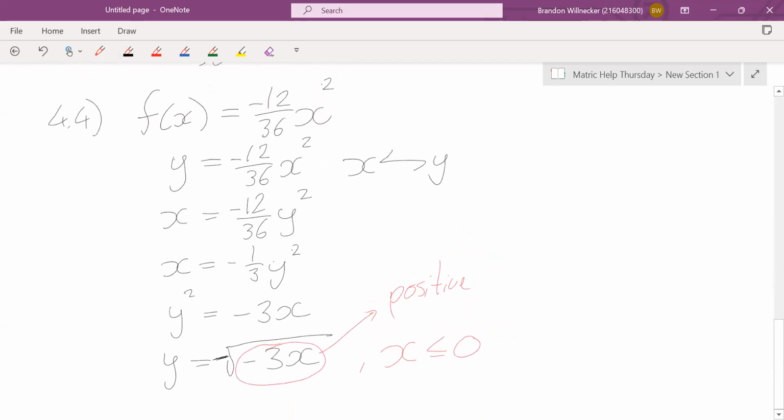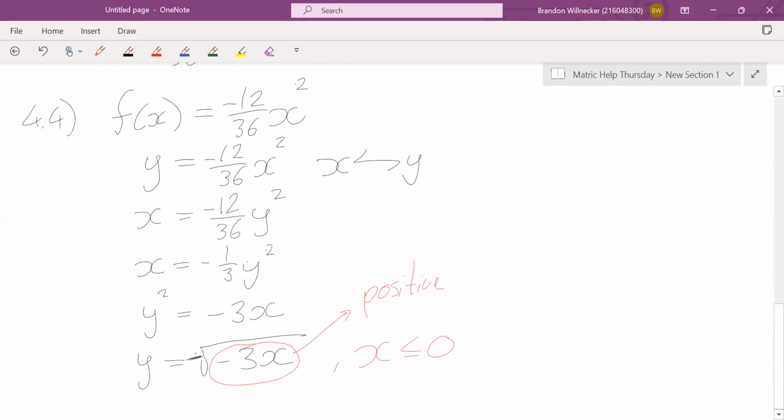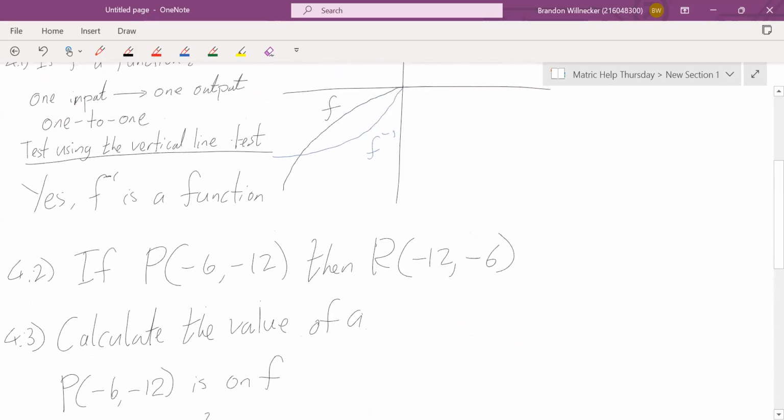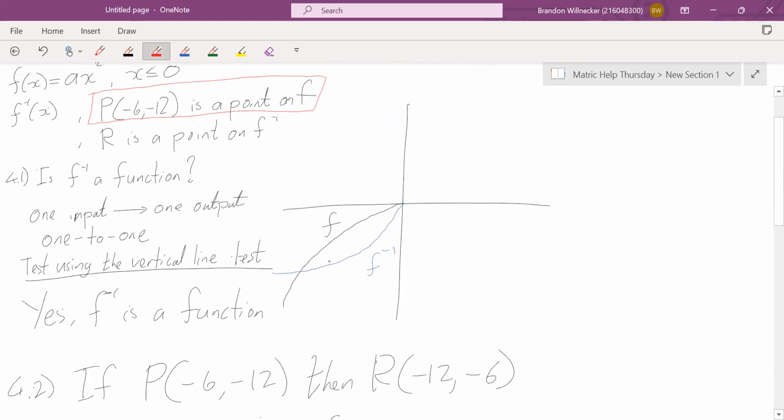Okay, there we go. So we need minus square root of minus 3x. Remember, that's not a problem because x is negative. Negative times negative is a positive. So there's no problem there. However, we do need to put the minus sign in front here because we're looking at the negative branch of this f inverse.